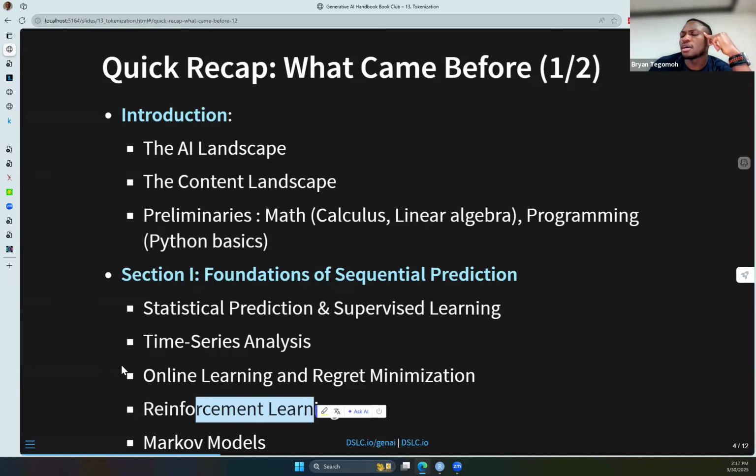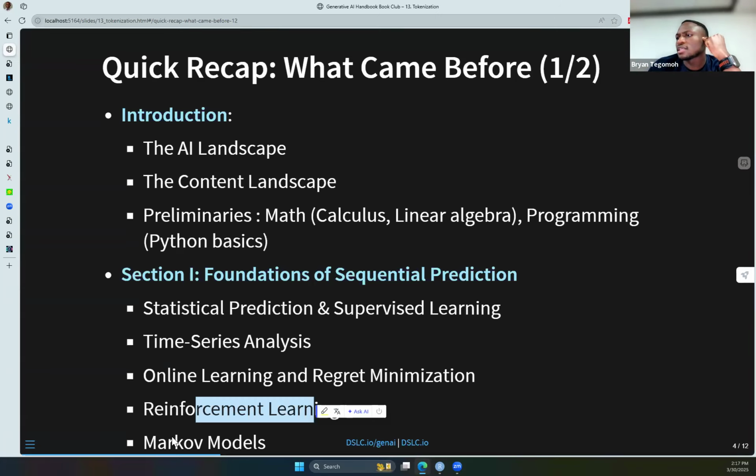Then we talked about reinforcement learning. The center here was agents learning via rewards in the Markov decision process. I think Derek also talked about Markov decision processes, MDPs, gradient-based reinforcement learning, optimizations, etc. So really laying the groundwork for alignment and fine-tuning in general.